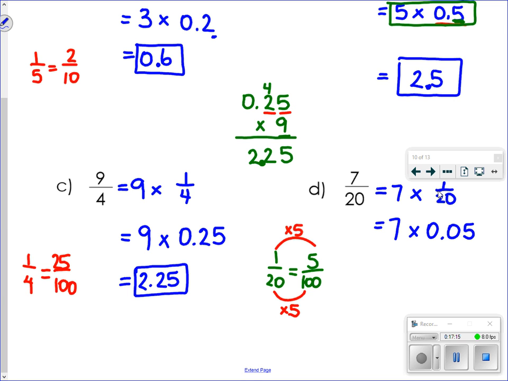7 times 0.05. Well, this is easy. I just have 7 times 5, which is 35. But again, in my question, how many digits do I have in the decimal places? 1, 2. So in my answer, I have to have 1, 2. So that means my decimal would go there. I'm going to need a 0 in front. 0.35.